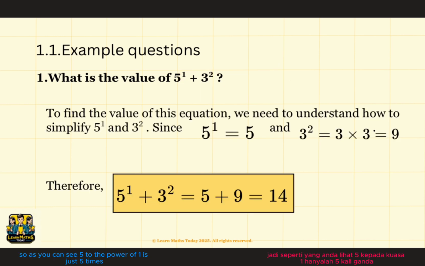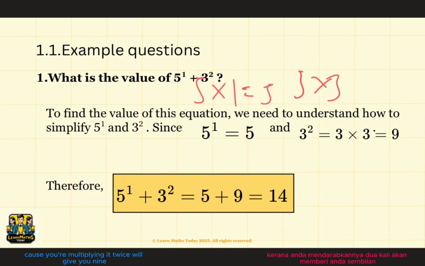So 5 to the power of 1 is just 5, because you're multiplying it 1 time, which will give you 5. And here 3 squared, which is 3 times 3, because you're multiplying it twice, will give you 9. So this is the expression: 5 plus 9, which gives you 14.